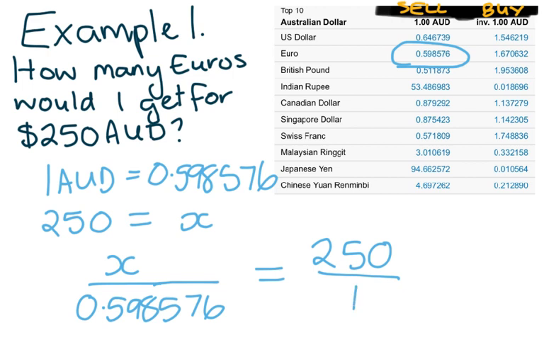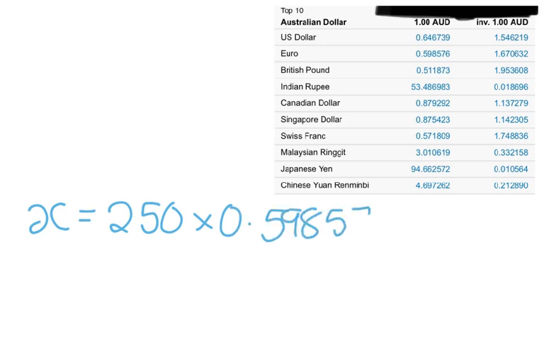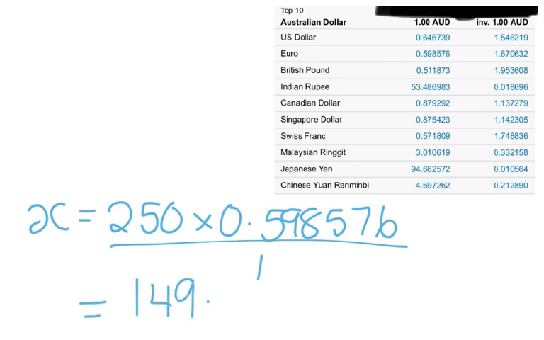Now, using your math knowledge, we would move the 0.598576 to the other side, and it's currently division, so we would multiply it. So I would then have X equals 250 times 0.598576 over 1, which gives us 149.64, or roughly 150 euros.